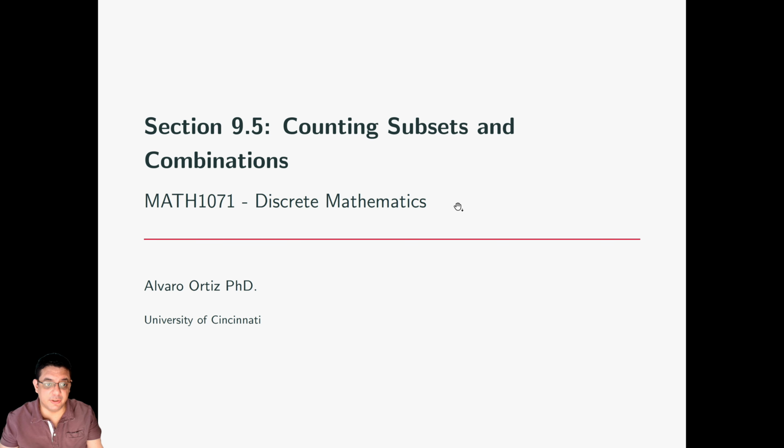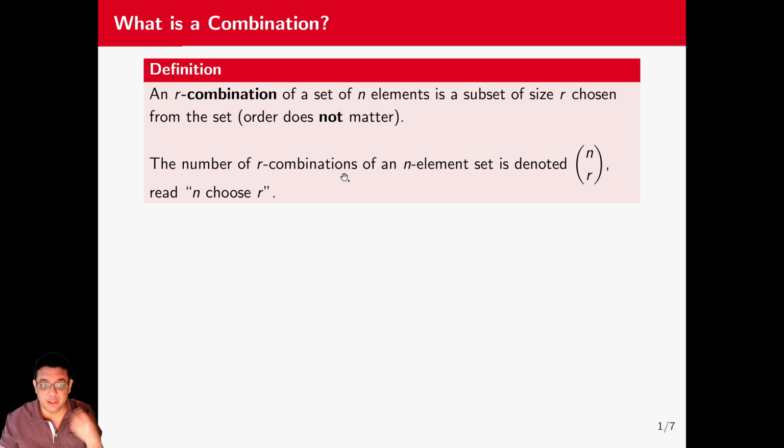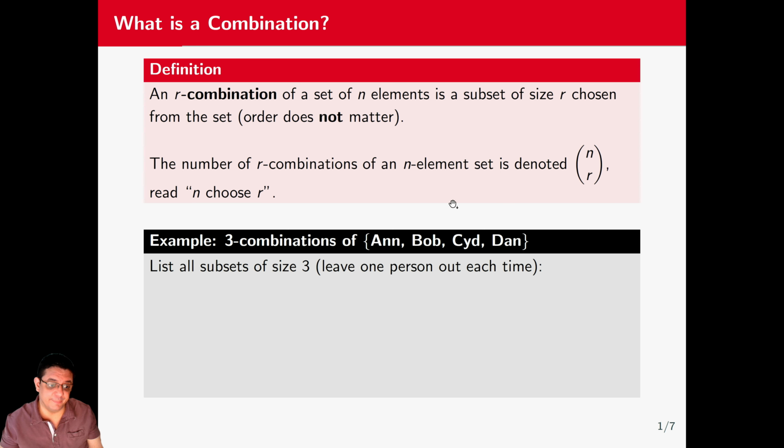Everyone, this is going to be section 9.5 on subsets and combinations. So first, let's define what a combination is. An R combination of a set of n elements is a subset of size R chosen from the set, and the order here is not going to matter. The number of R combinations of an n element set is often denoted by a symbol which means n choose R, or choosing R out of n.